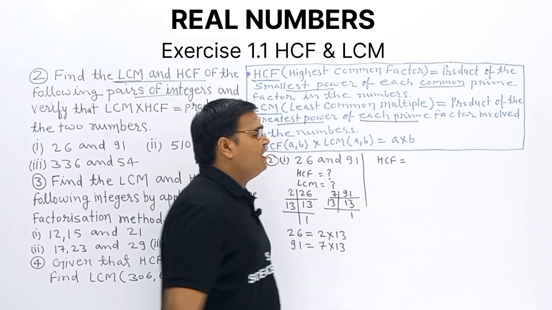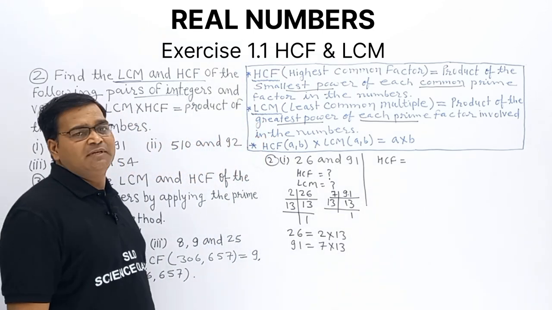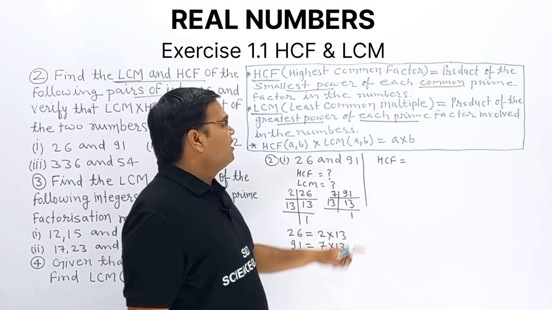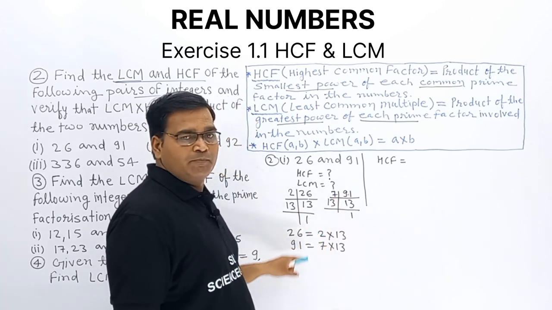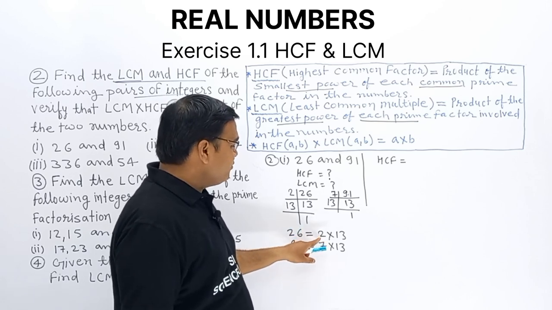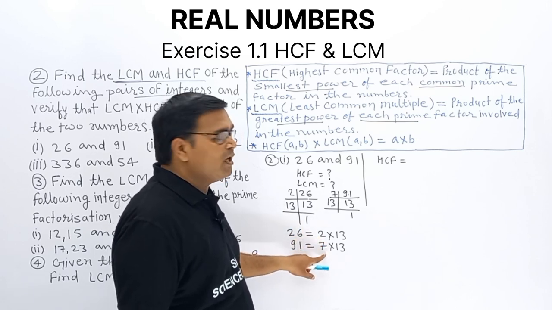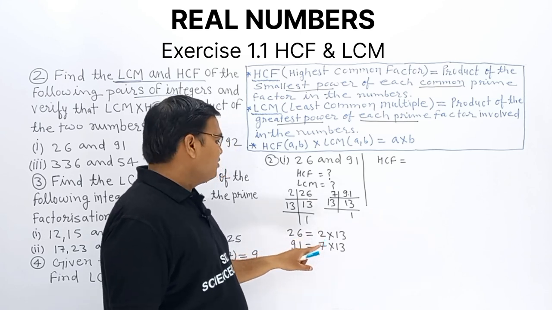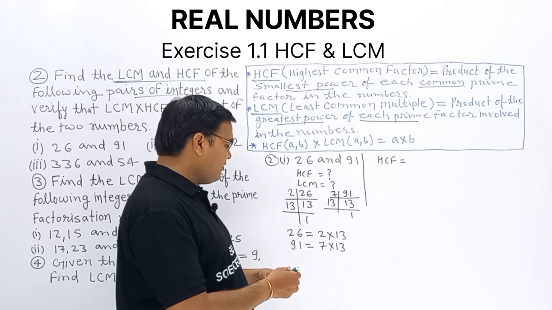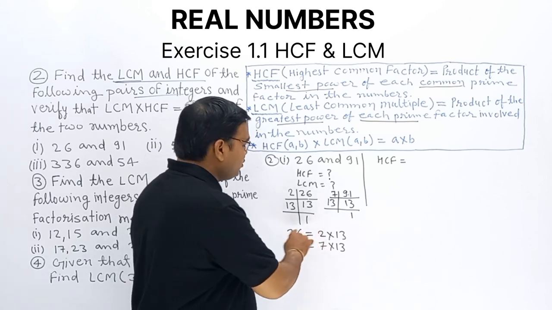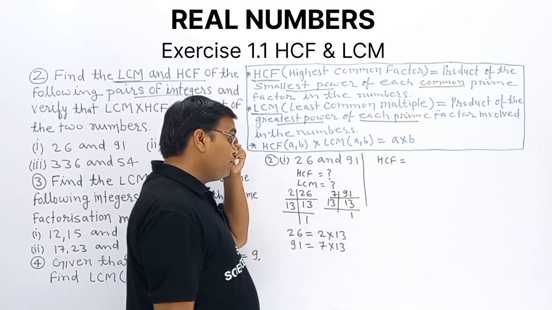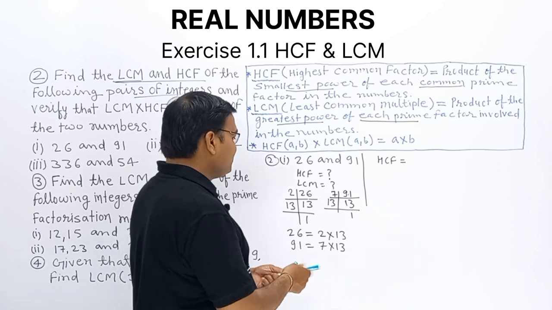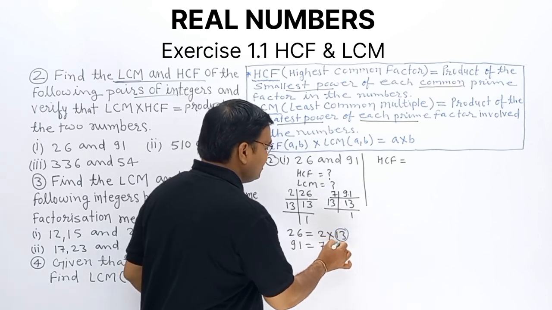For finding the HCF, how will we find it? HCF is the highest common factor. What number is common in the factors of both numbers? We have 2 there, but we do not have 2 in the factors of 91, so we cannot use 2. We have 7 there, but we do not have 7 in 26, so we also cannot use 7. The next common prime factor is 13, and that number is in both.